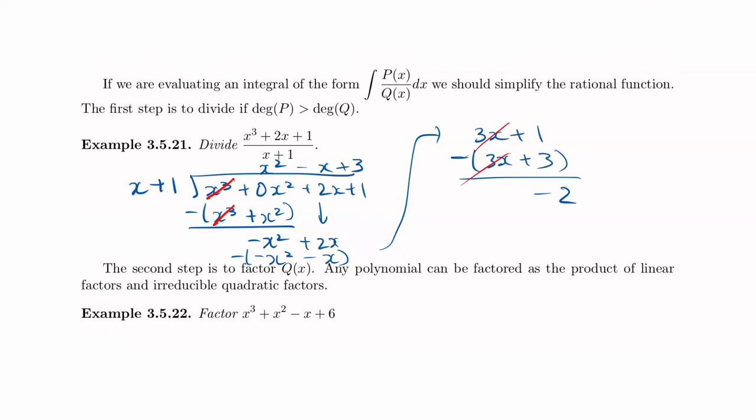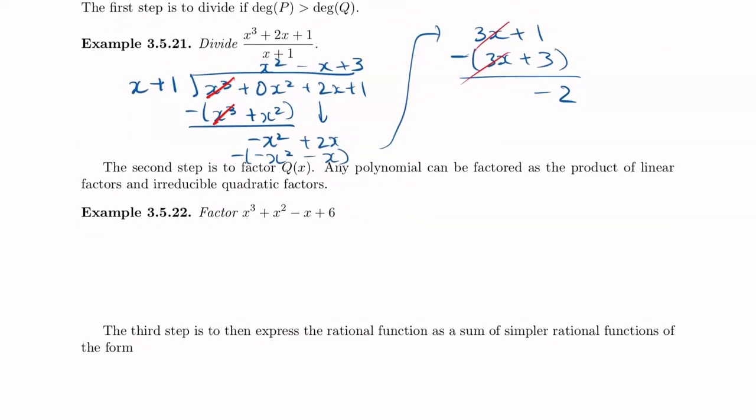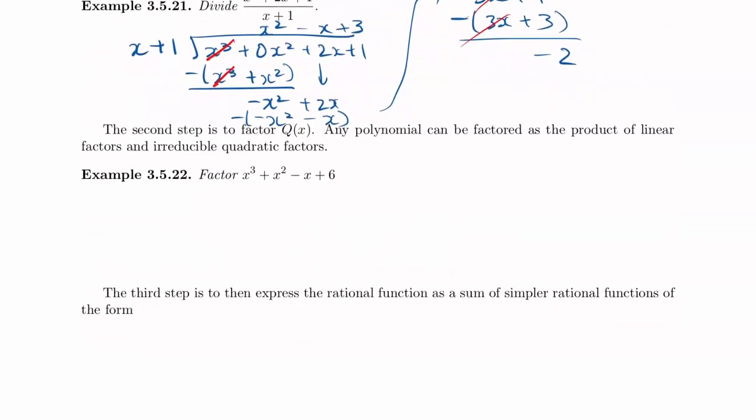All right, so the second step here is to factor the denominator q of x. So any polynomial can be factored as the product of linear factors and irreducible quadratic factors. All right, so let's say we want to factor this expression over here. So note that there should be a plus here.